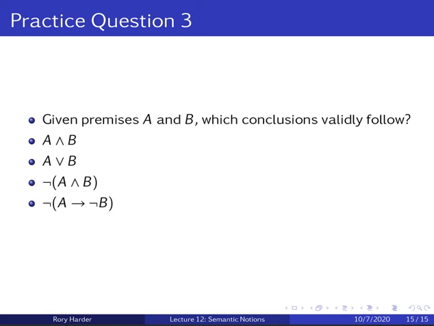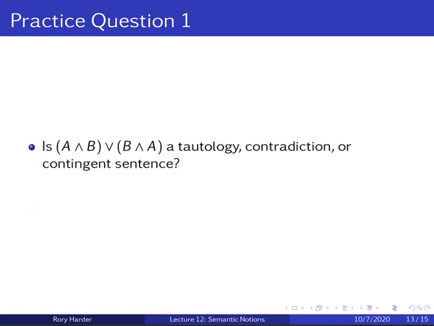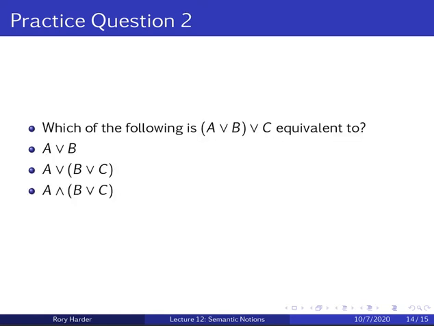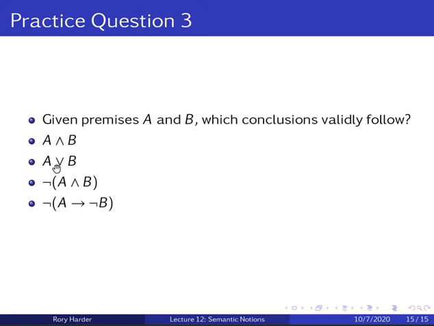So here we are. This final practice question is about validity or entailment. We saw that the first set had to do with whether a given sentence was a tautology, a contradiction, or a contingent. We saw one that was asking about the equivalence of various sentences. And now finally we're asking about entailment.